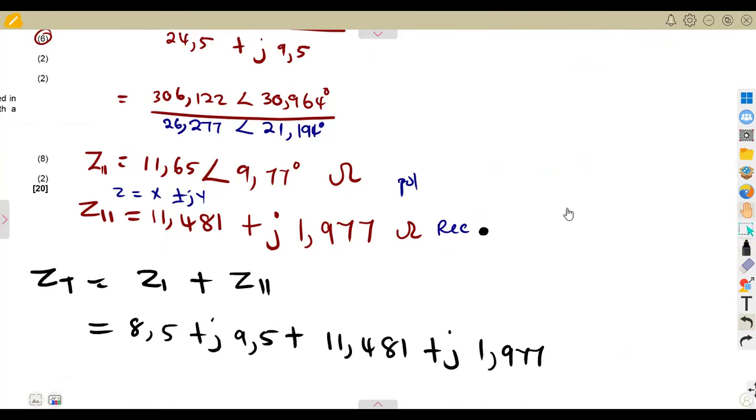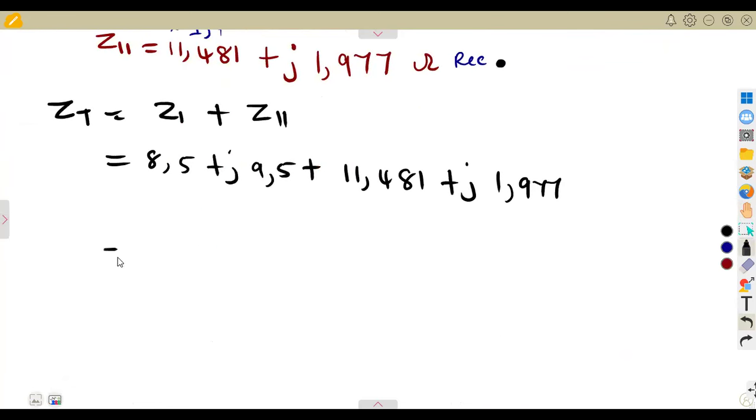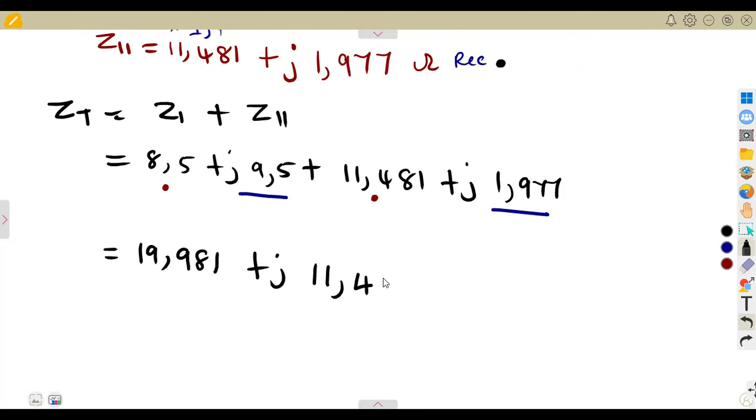So adding the real terms together, the imaginary terms together, that means we're going to add 8.5 to 11.481. And that was going to give us 19.981. Adding the imaginary this time, that is, we're going to have 9.5 plus 1.977, which was going to be 11.477. All right, so this is our total impedance in rectangular form. We are obtaining this in rectangular form.